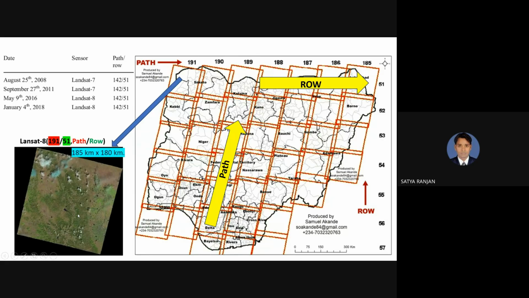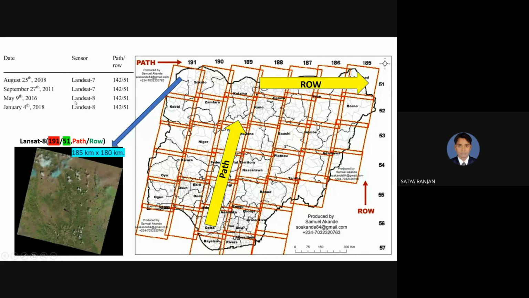But in microwave satellite images, there is no cloud. All the satellite images are cloud free data due to the high wavelength characteristics. So these are some examples, like Landsat 7, Landsat 142 by 151. There is the path and row information.